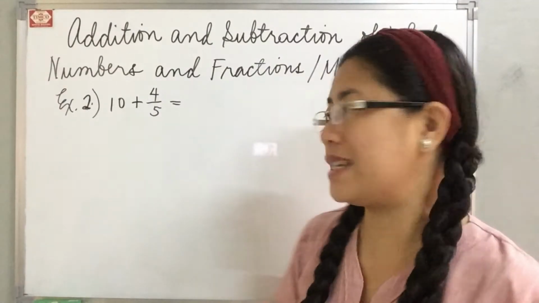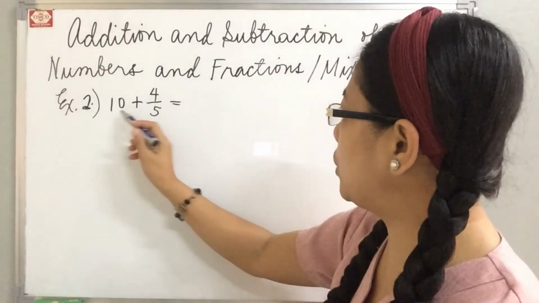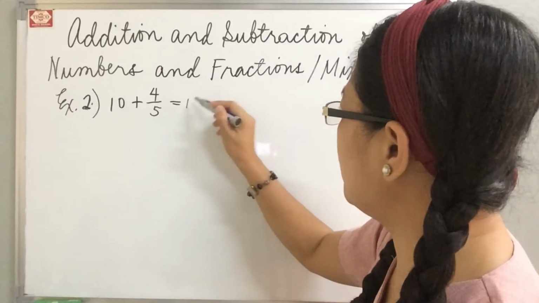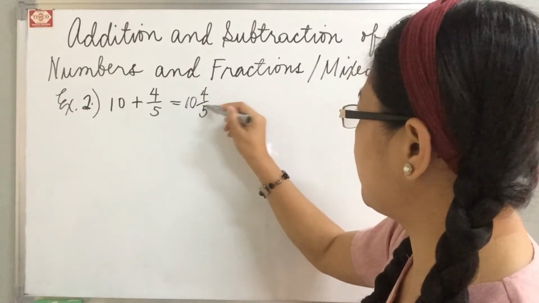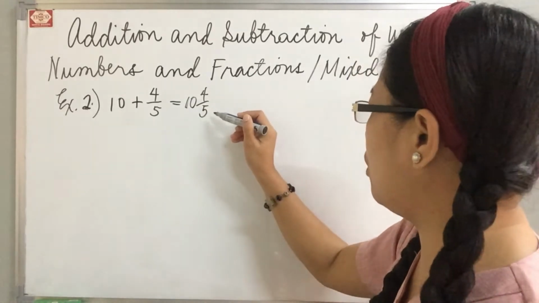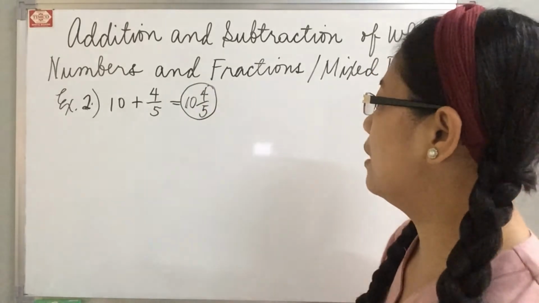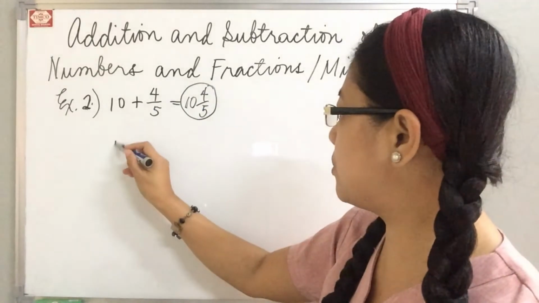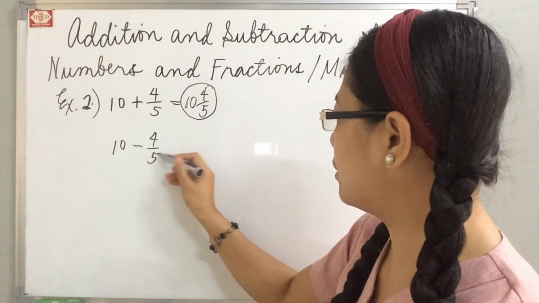Another example is 10 plus 4 fifths. So, put together the whole number and the fraction. 10, that is 10 and 4 fifths. Okay, since 4 fifths here can no longer be reduced to lowest term, this is now our final answer. Now, let's go to subtraction. So, 10 minus 4 fifths.